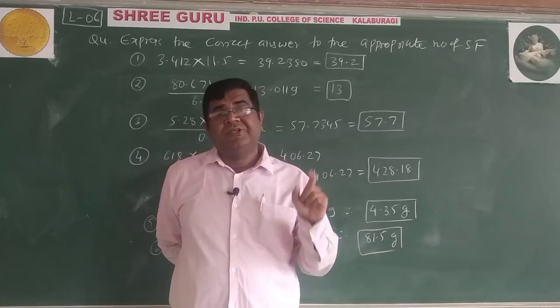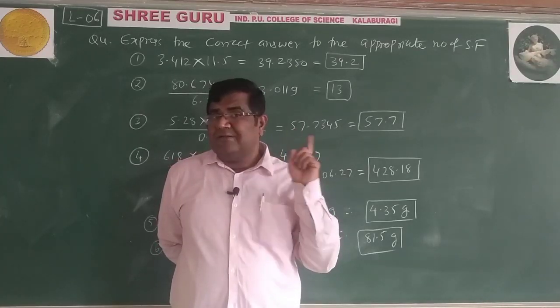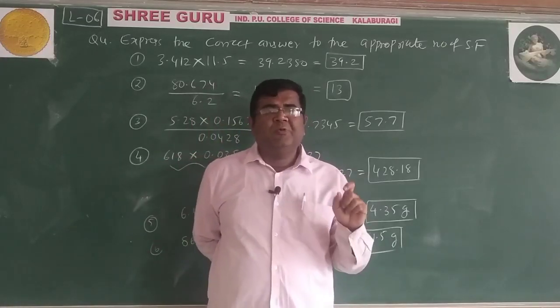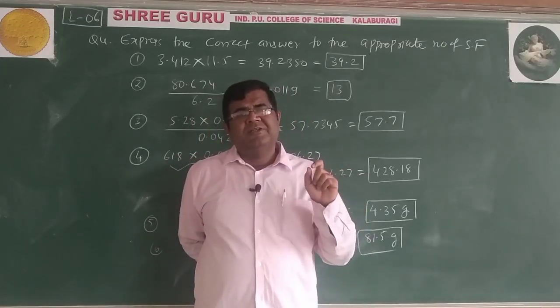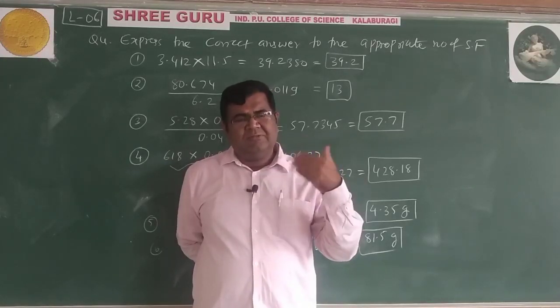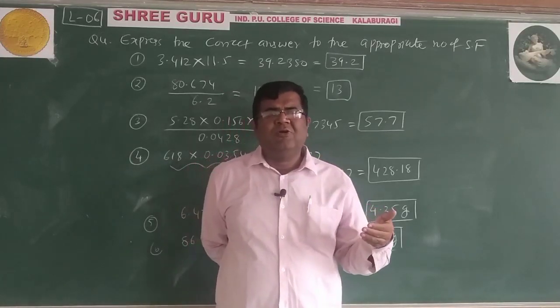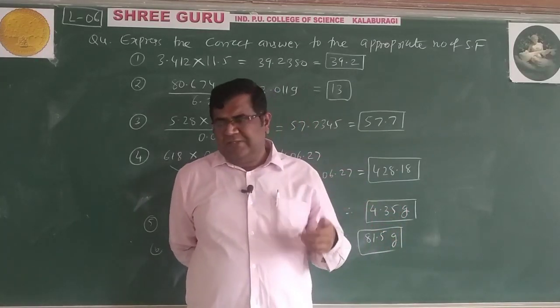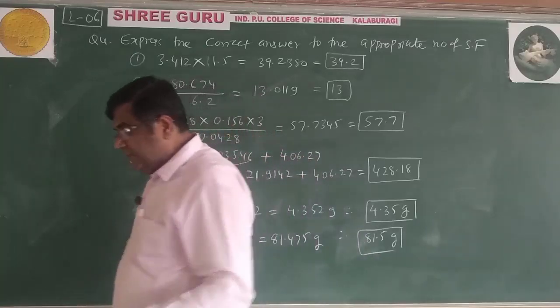Addition, subtraction: see the number of decimal places. The answer should be reported in such a way that it has the least number of decimal places. We have to see those numbers which are to be operated. And multiplication and division, it depends on the significant figures, the least significant figures.